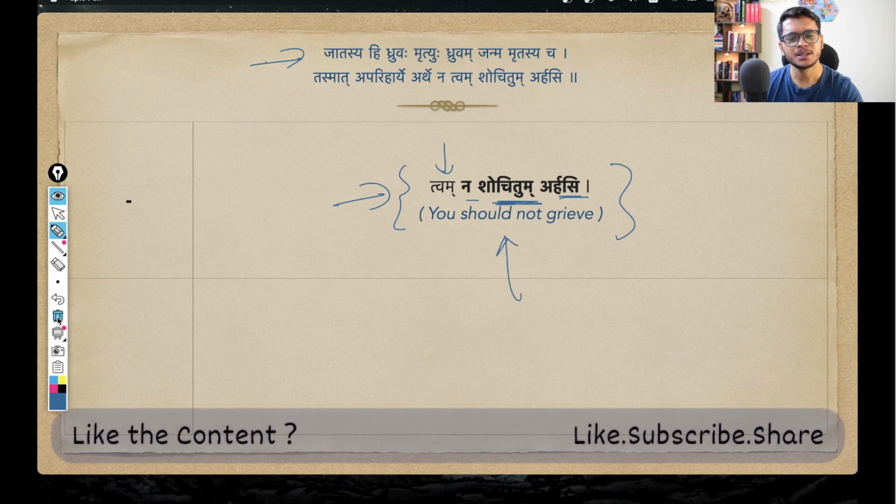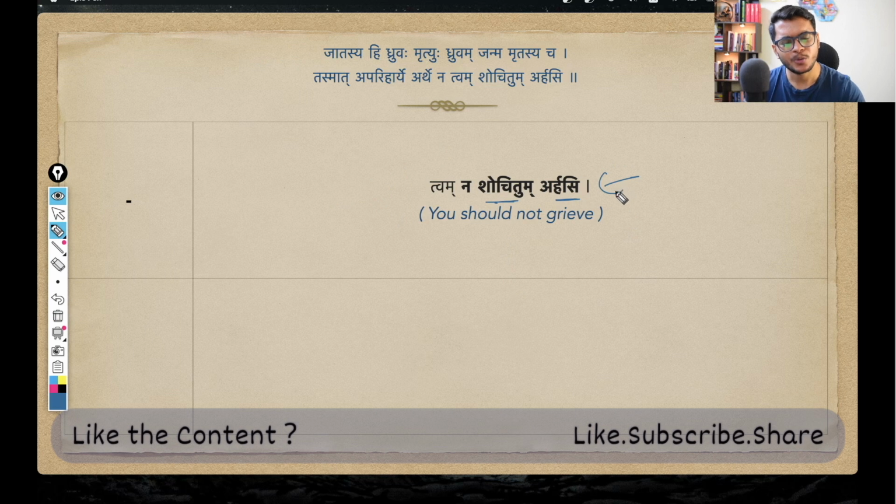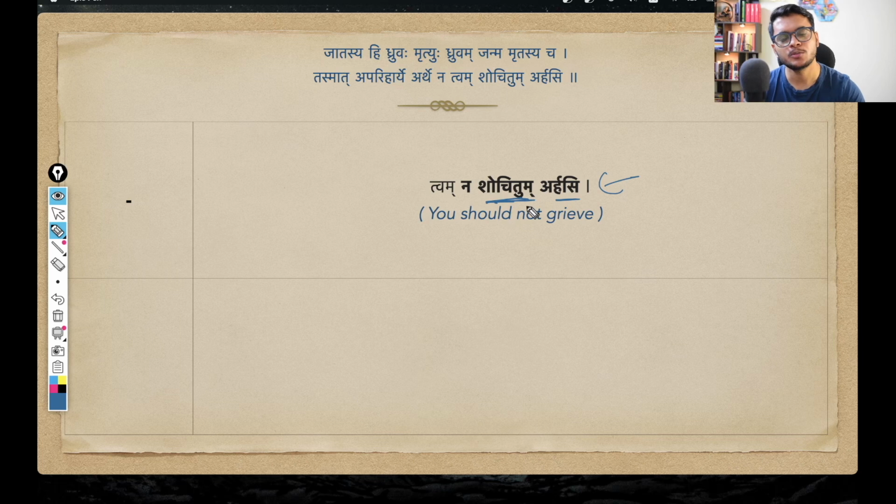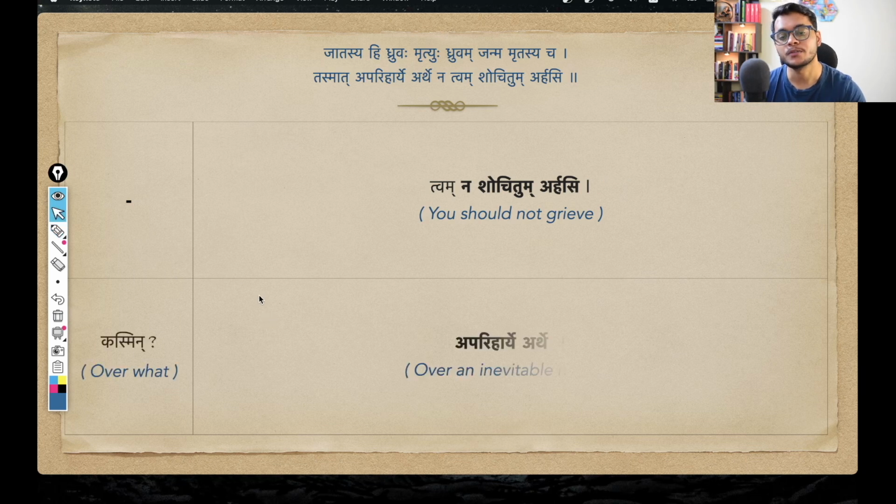Okay, so I hope the meaning is clear. I am not going to decode them again because we have already decoded them twice in the previous shlokas. Arhasi is coming from Arha Dhatu and Shochitum is coming from Shush Dhatu modified using Tumun Pratyay. But anyways, the meaning is Tvam na Shochitum Arhasi. You are not qualified to grieve. That is to say, you should not grieve, O Arjuna. But again, we can have a question: Kasmin Vishaye na Shochitum Arhasi, over what matter, over what subject should Arjuna not grieve?